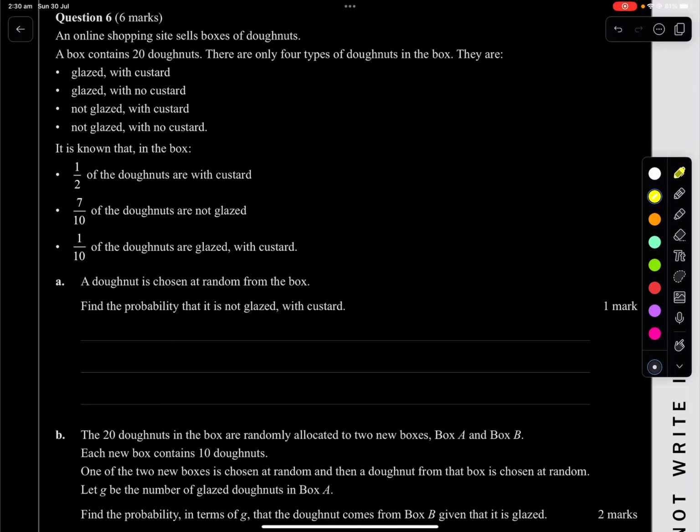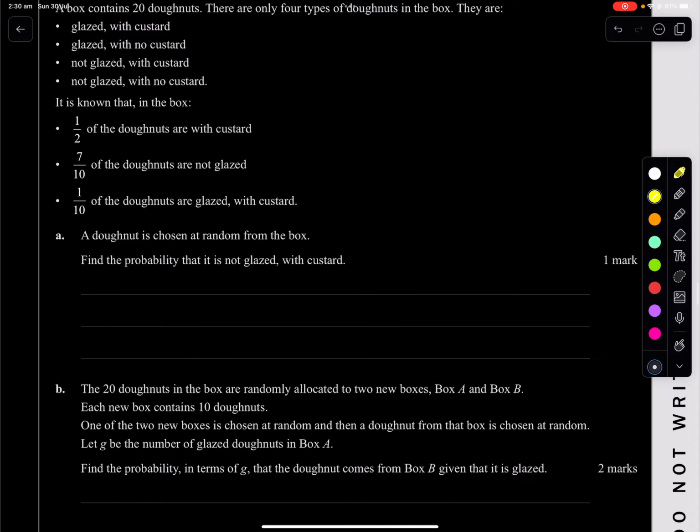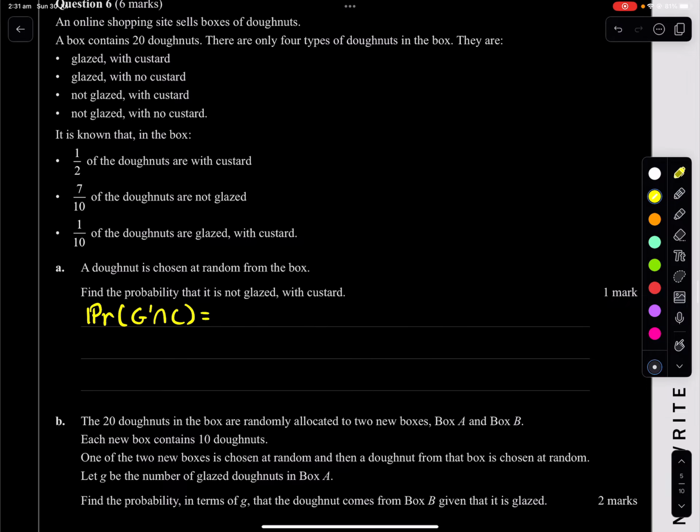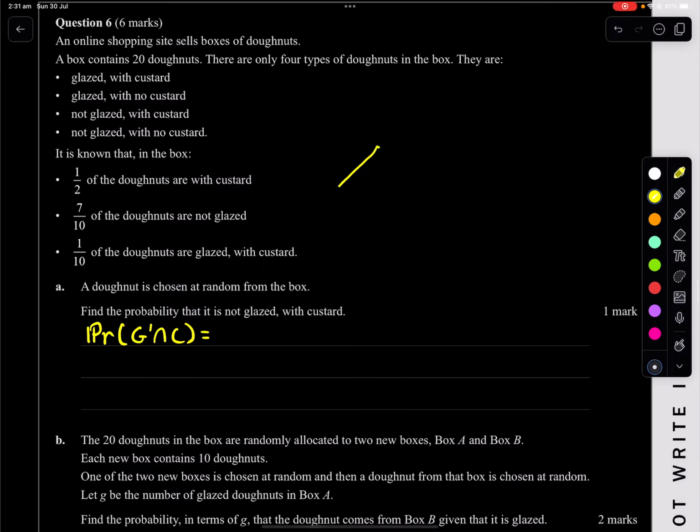A donut is chosen at random from a box. Find the probability that it is not glazed with custard. So we want to find the probability of not glazed, G dash, intersection custard. That's what we want to find out. I'm going to draw a tree diagram over here, which will help.